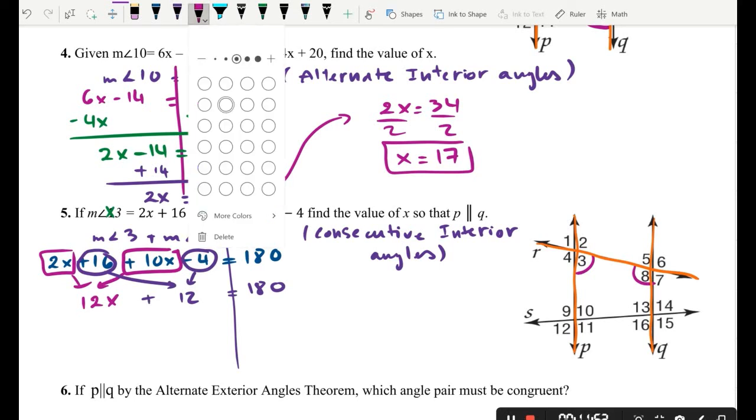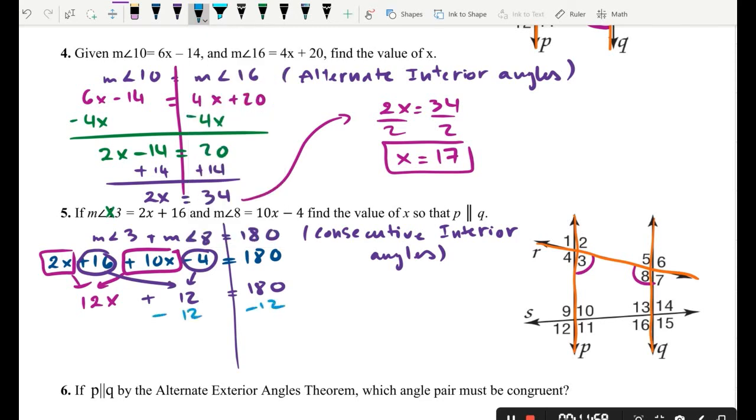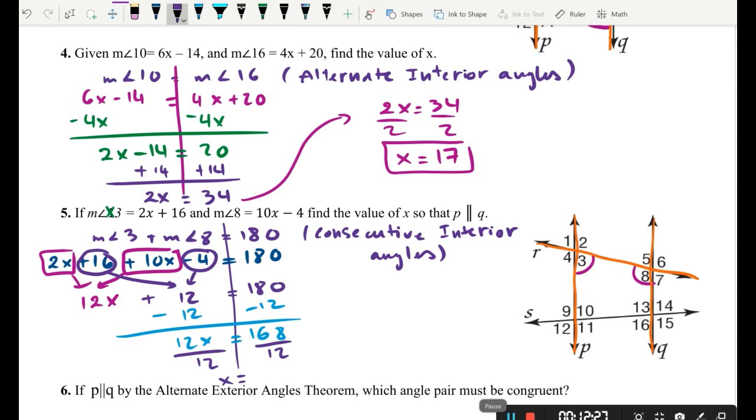Now we're gonna solve for x. We will subtract 12 on both sides. So bring down 12x. 180 minus 12 is 168. Then to get x by itself, we divide by 12. X equals 168 divided by 12. 168 divided by 12 is 14.